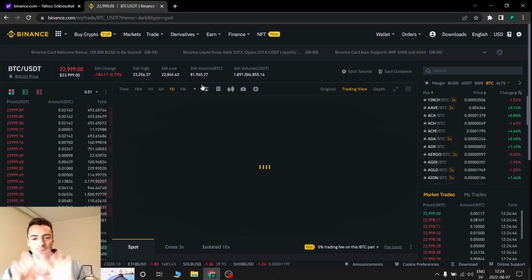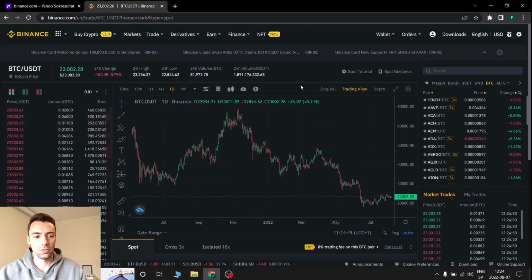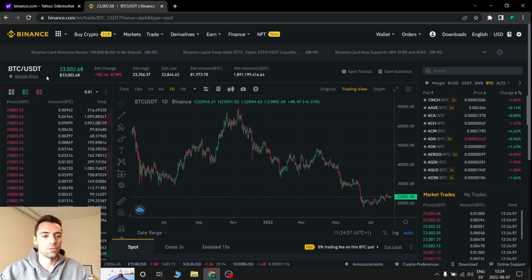This is the main platform of the spot, where you can open a position for each currency you want. So where should we start? Okay, let's start from here. First, you have the name of the currency that you want to trade with its pair. So we have Bitcoin with the pair of USDT. And this is the price. This is the 24-hour change, and the 24-hour high, the highest price that Bitcoin had in 24 hours. This is the lowest price.